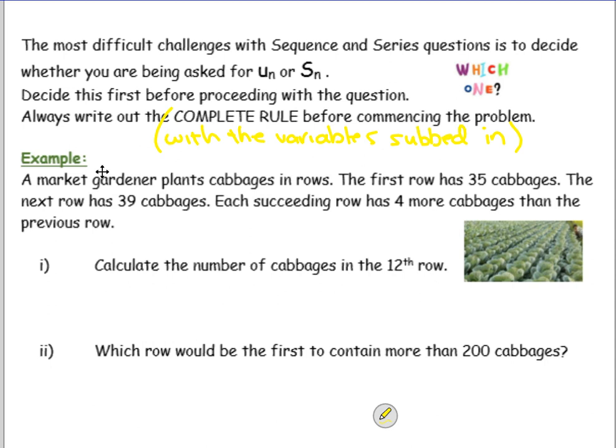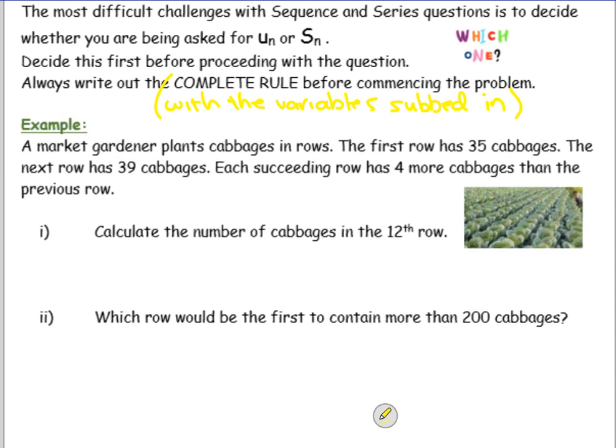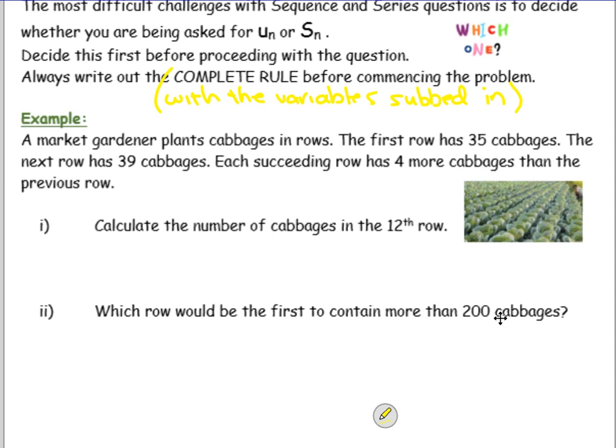A market gardener plants cabbages in rows. These row kinds of questions are classic word problems for sequences and series. The first row has 35 cabbages. The next has 39 cabbages. Each succeeding row has 4 more cabbages than the previous row. What kind of sequence is that? Arithmetic. What's our U of 1? And what's our d? You want to write arithmetic.